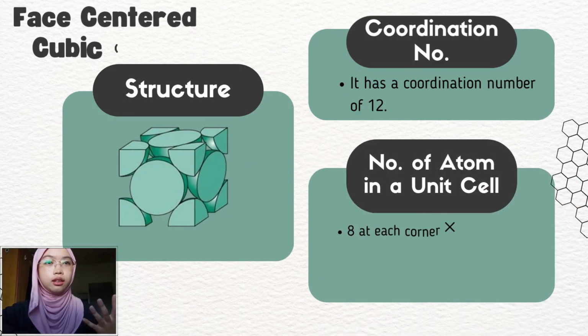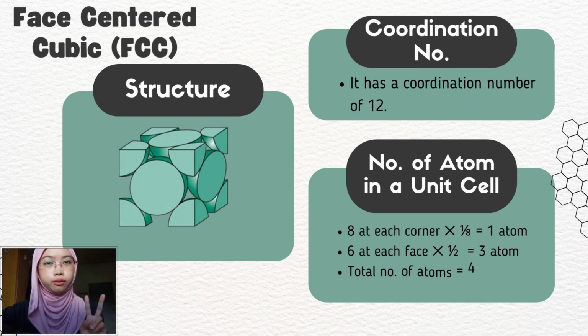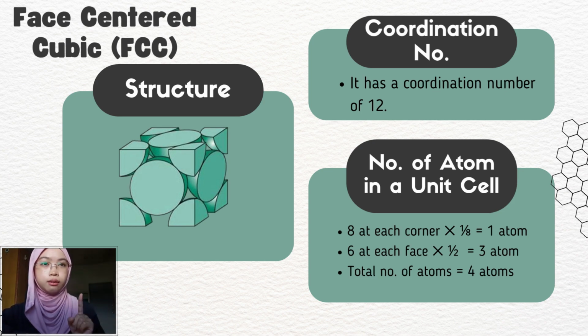Next is the face-centered cubic, FCC. It has a coordination number of 12. This unit cell consists of 4 atoms: 8 at the corners multiplied by 1/8, which equals 1 whole atom, same as the BCC structure. But what makes it different is that FCC also has 6 halves of atoms at each face of the unit, which equals 3 whole atoms, making a total of 4 atoms.